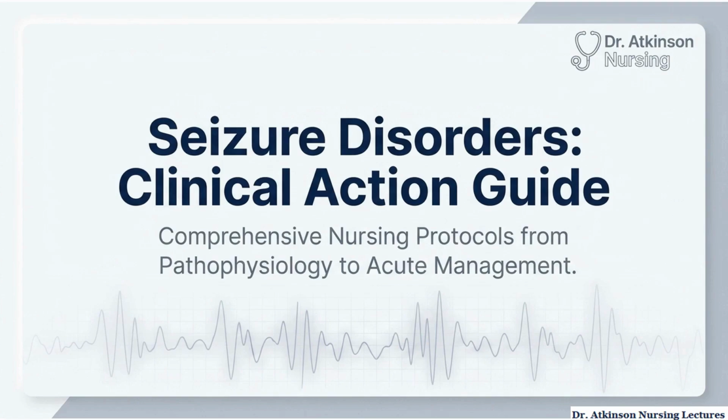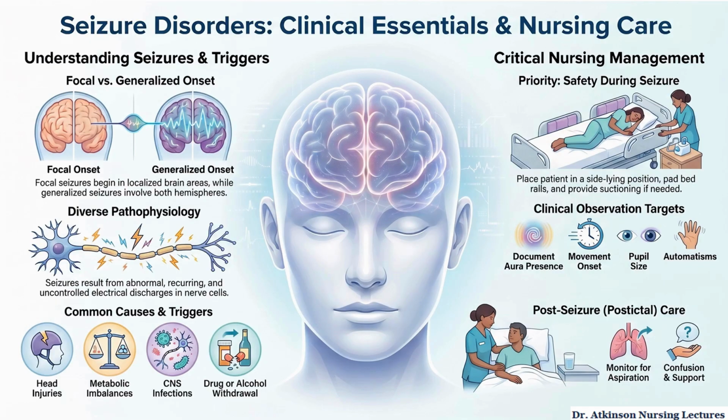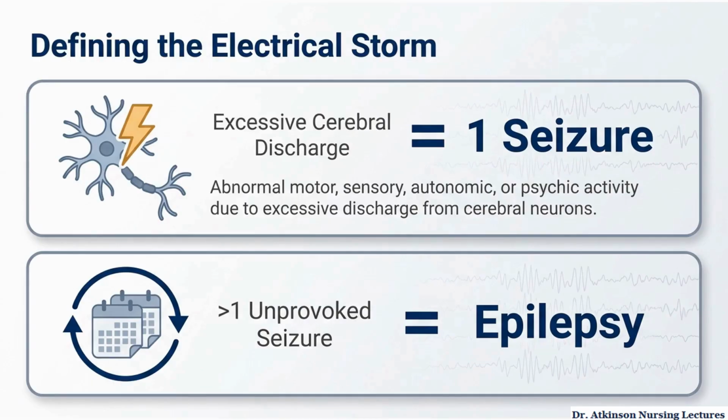All right, everybody. In this lecture, we're going to break down seizure disorders from a real clinical nursing perspective. We'll talk about what seizures actually are, why they happen, how we classify them, and most importantly, what nurses need to do during and after a seizure event. We're also going to cover high-yield assessment findings, seizure safety precautions, postictal care, and the differences between focal and generalized seizures. So let's start with the core definition.